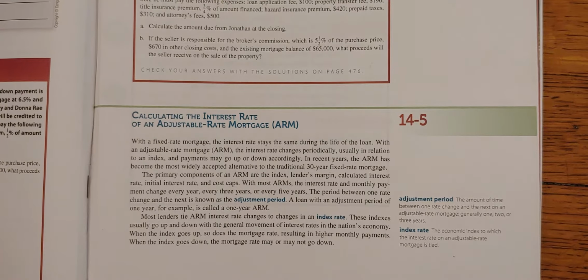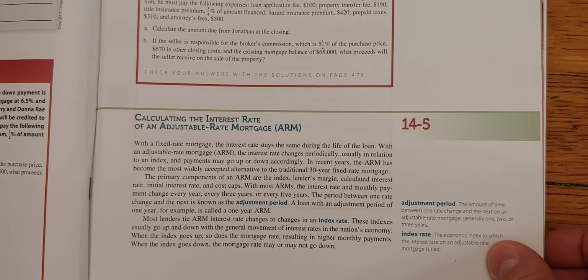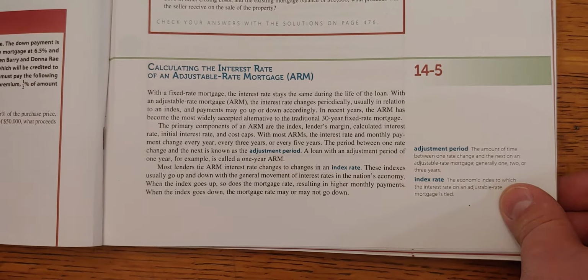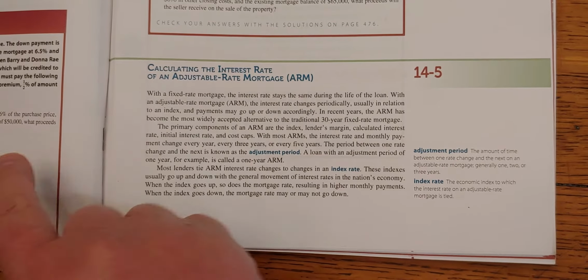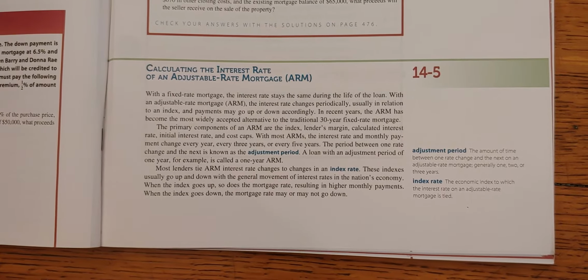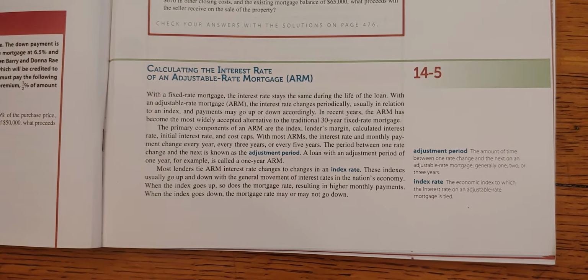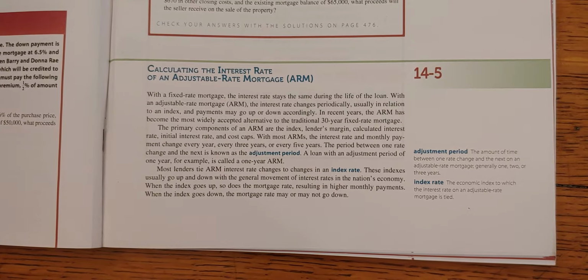All right, we are now going to section 5 in chapter 14. What we've been working with previously are fixed rate mortgages. What that means is that whatever the interest rate, the nominal rate, the annual percentage rate for that mortgage, is the same through the whole life of the mortgage.